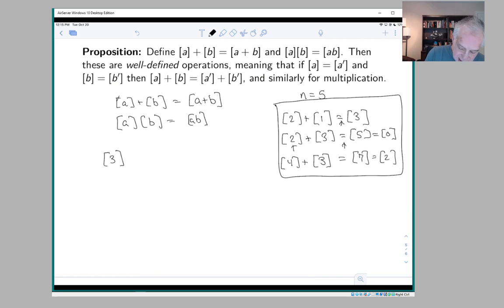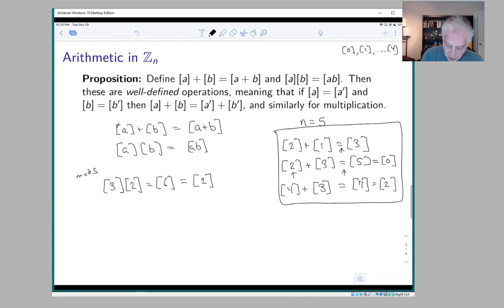You would say that 3 times 2 is 6. But the equivalence class of 6 mod 5 is the same as the equivalence class of 1 mod 5, because again, the remainder of 6 when you divide by 5 is 1. And so when we multiply these equivalence classes, no matter what it looks like here, I can always convert my equivalence class back to one of my standard equivalence classes.